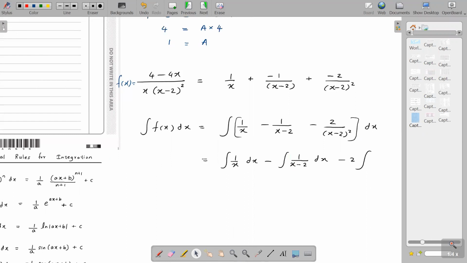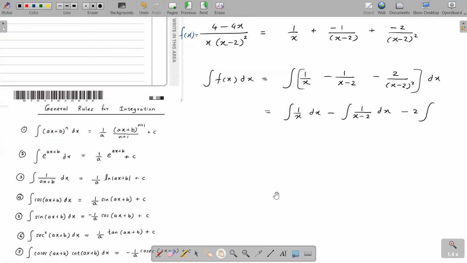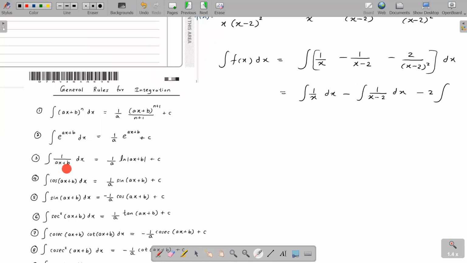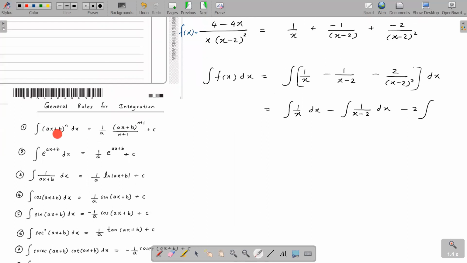the thing is, how do we integrate 1 over x minus 2 squared? Do we have x minus 2 squared? Can I use the ln rule for x minus 2 squared in the denominator? Definitely no, because for this, there should not be any power in the denominator. So for x minus 2 squared, we need to go with what? Rule number 1, where we need to take it up and have it as a power.